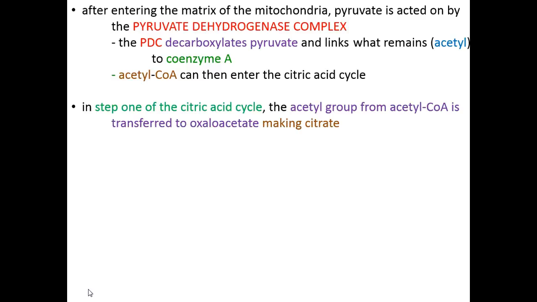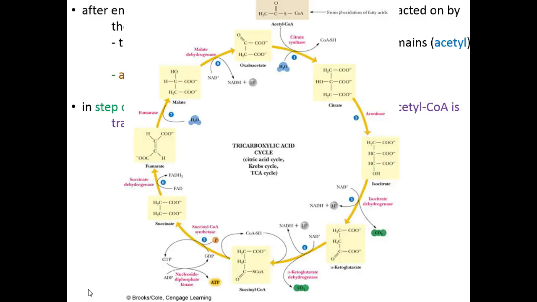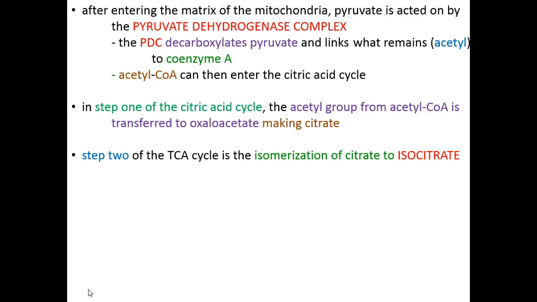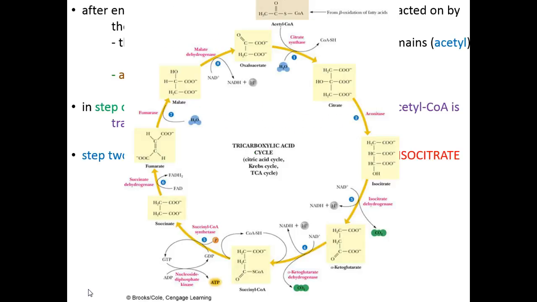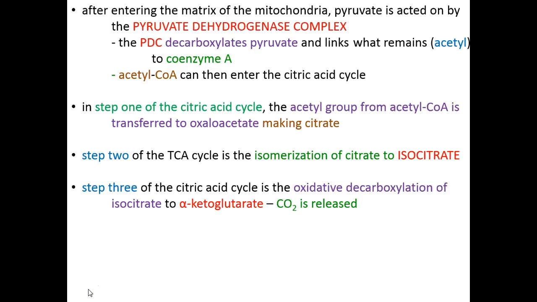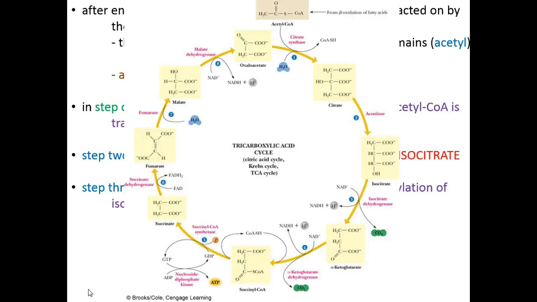The first step of the citric acid cycle was a condensation reaction where acetyl was transferred to oxaloacetate. That made 6-carbon citrate. Once that citrate was made, it was isomerized in step 2 of the citric acid cycle to give us isocitrate. And then we started the first of 2 oxidative decarboxylation reactions, where isocitrate was converted into alpha-ketoglutarate. Carbon dioxide is released. We lost a carbon. That's the decarboxylation. And we also stole some electrons along the way and transferred those electrons to NAD, creating NADH plus H.